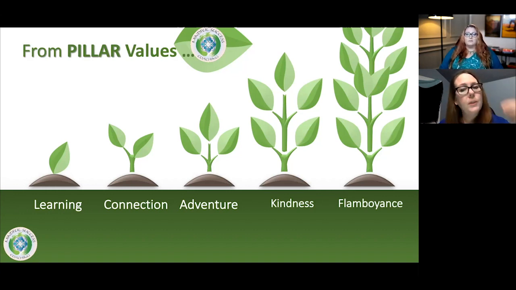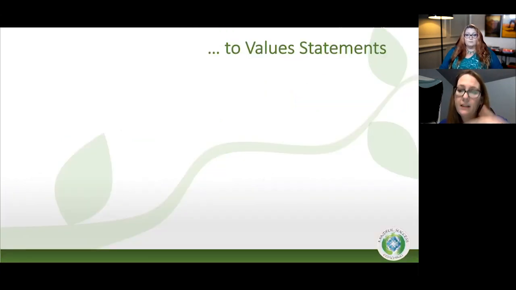Now we want to make sure that we don't forget them. So to do that, we're going to write out statements. Again, like yesterday, it's best if you can write things out by hand, but however you need to, capture a statement that summarizes this values pillar for you. So we have some examples of Heather's values statements that came from those pillars that she just identified.